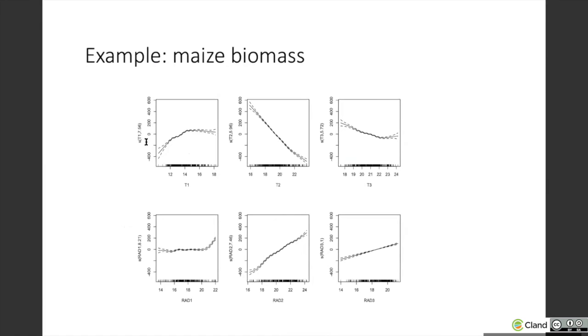And then you obtain different types of results, but the most interesting result, I think, corresponds to this graphic. This graphic shows the spline function fitted by GAM for each one of the inputs. So this is the spline function for T1, for T2, for T3, for RAD1, for RAD2, for RAD3. And this response here describes the response of the biomass to each input. So the graphic on the top left shows the response of the biomass to the temperature during the first part of the growing season. The second graphic here shows the response of the maize biomass to the temperature during the second part of the growing season, and so on.